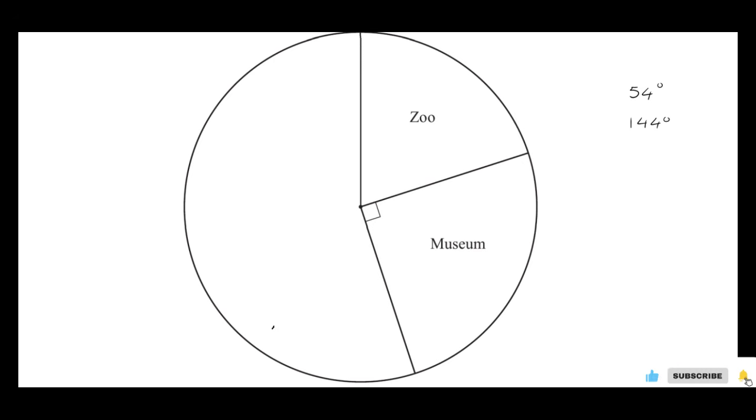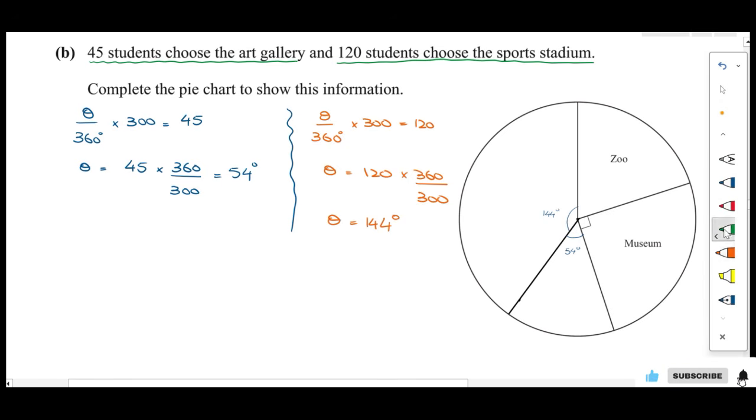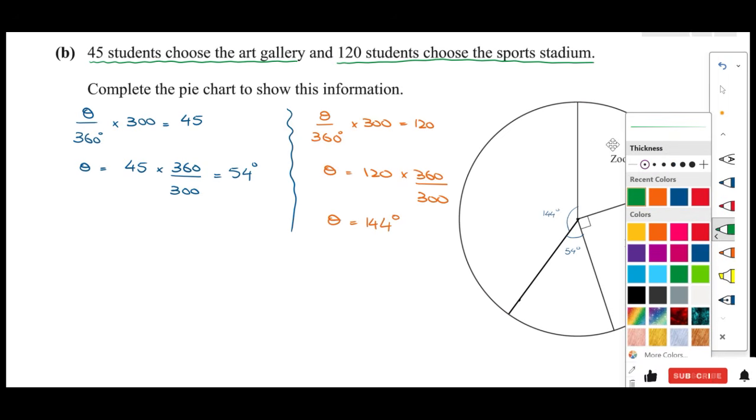Let me close this and join this point with this one, and that is 144 degrees, and the other one is 54 degrees, right? So this is how the pie chart looks. We have completed the pie chart to show this information, that the zoo and the museum are done. 144 is for the sports stadium. So here we can say this is for the sports stadium.